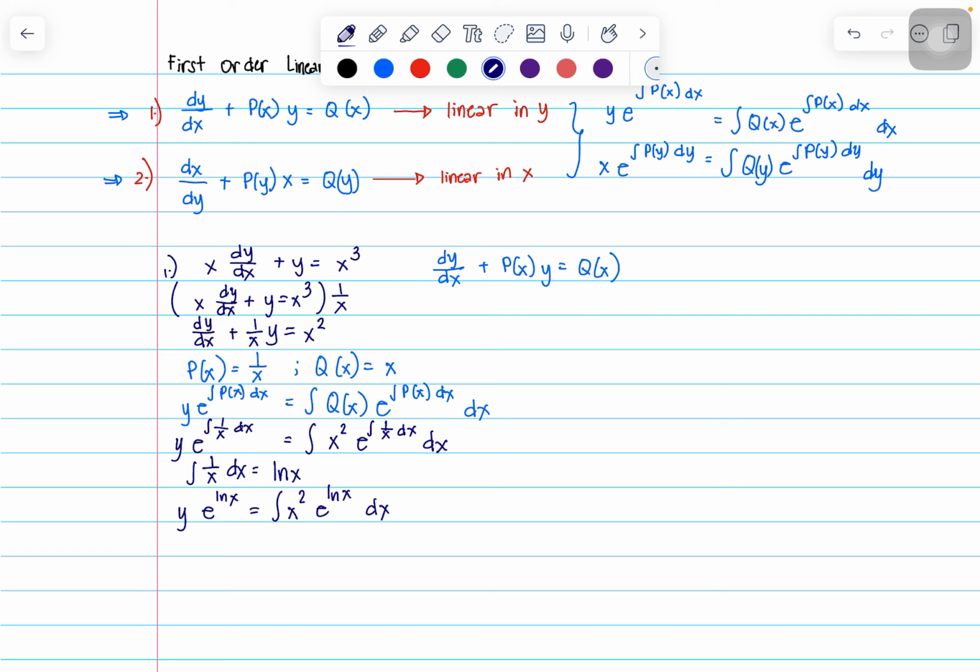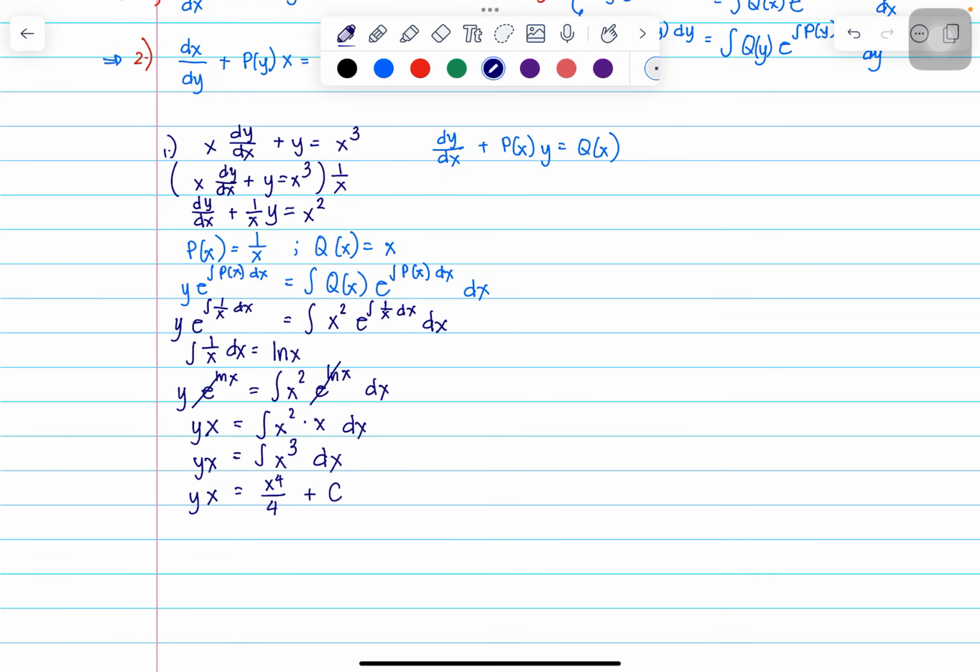dx. Okay, so e and ln cancel out, and so we are left with y times x is equal to the integral of x squared times x dx. So that is basically the integral of x cubed dx. So what is the integral of x cubed? That is x to the 4th over 4 plus c.